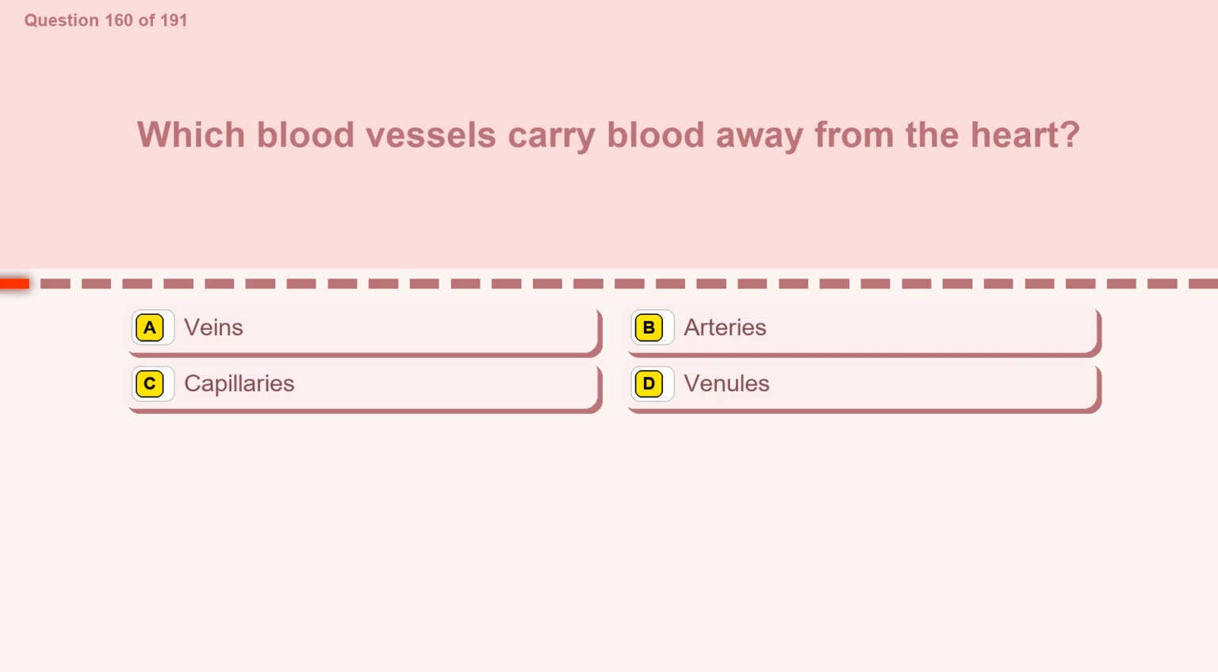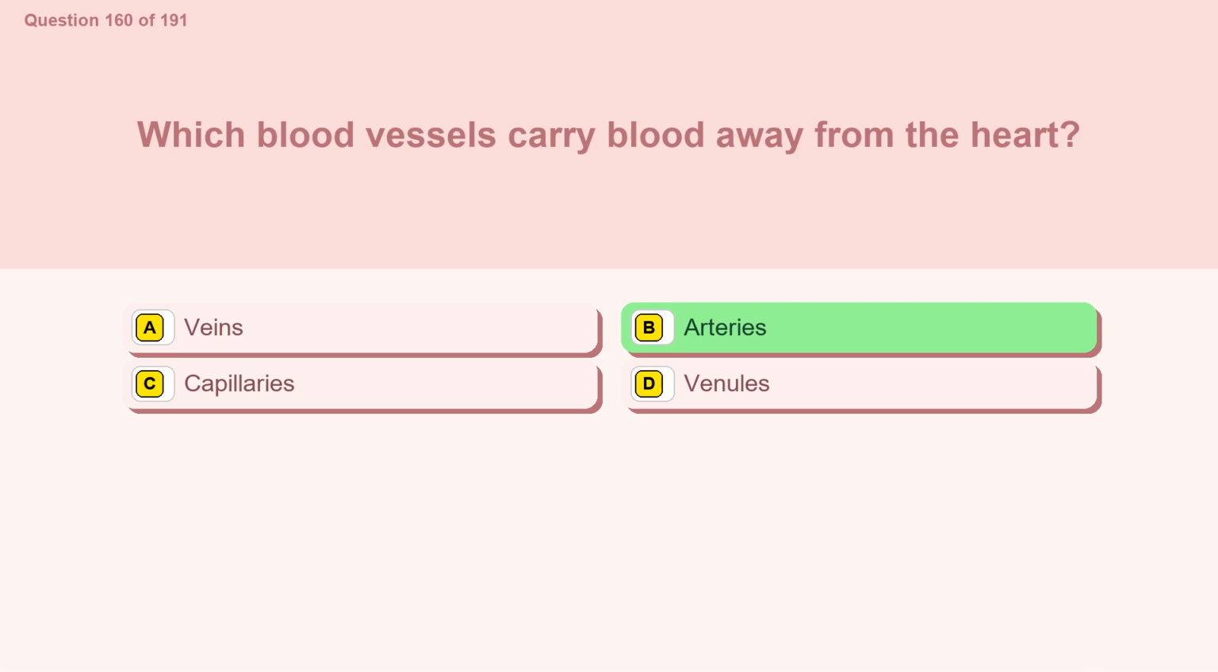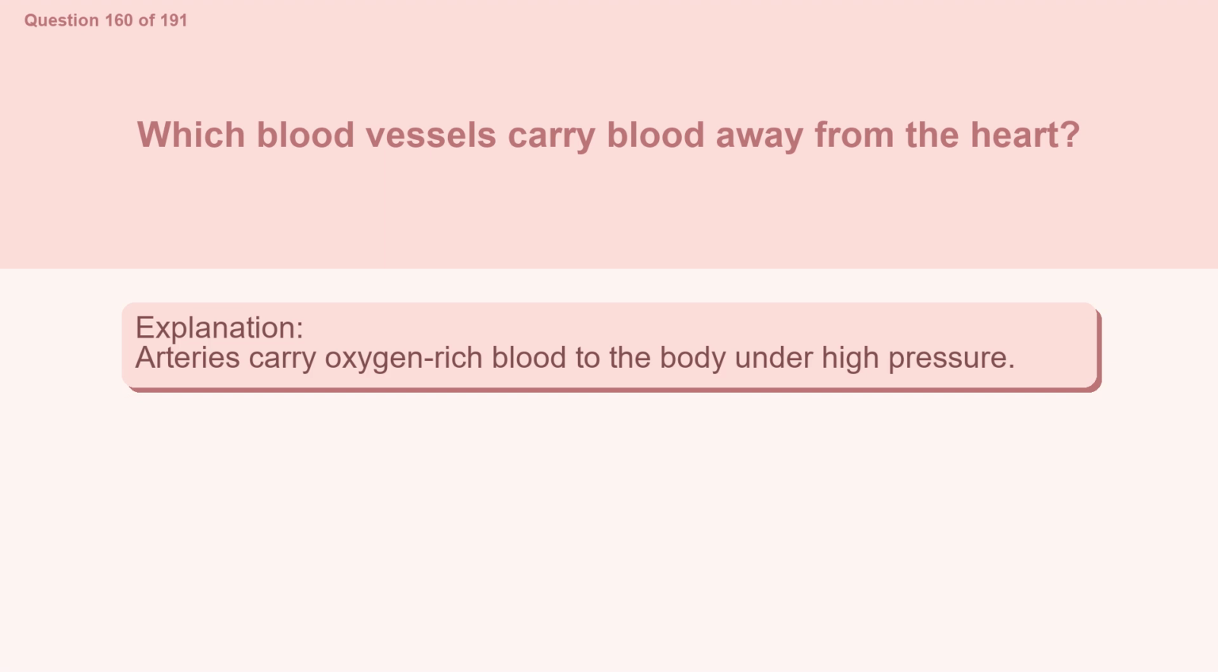Question 160. Which blood vessels carry blood away from the heart? Option A, veins. Option B, arteries. Option C, capillaries. Option D, venules. The correct answer is option B, arteries. Arteries carry oxygen-rich blood to the body under high pressure.